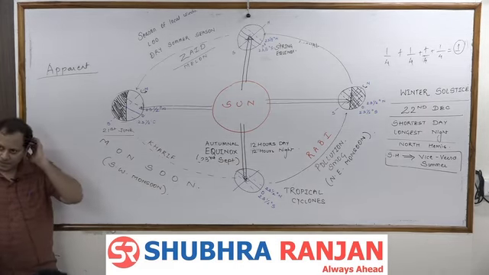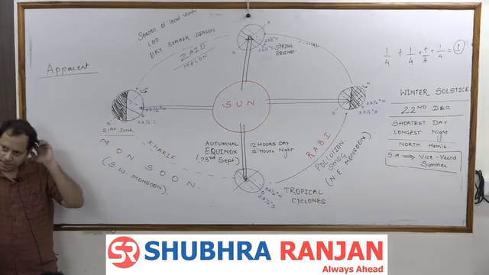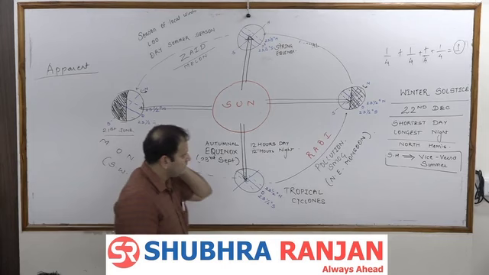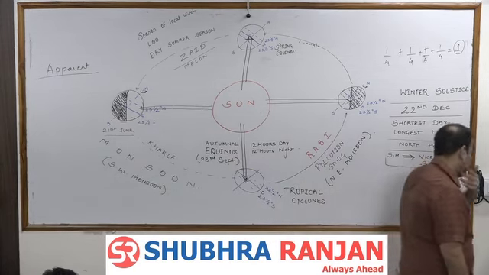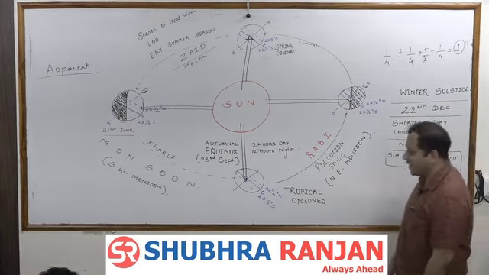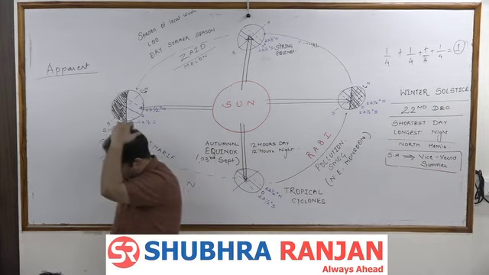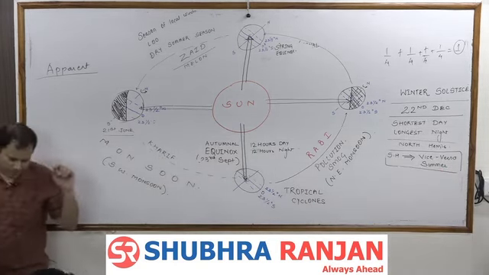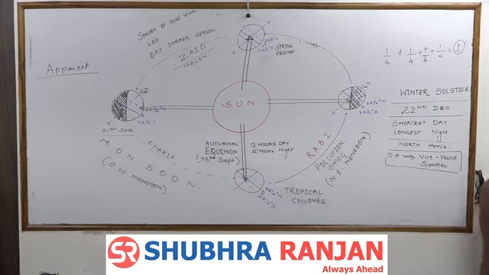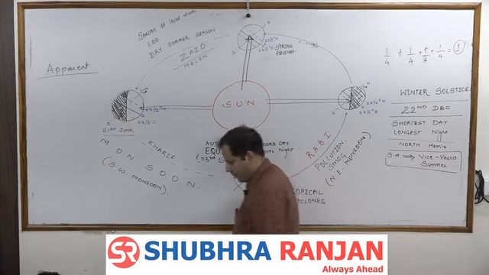Next point. As the earth continues its journey, on 22nd of December, the sun rays fall directly over the Tropic of Capricorn.